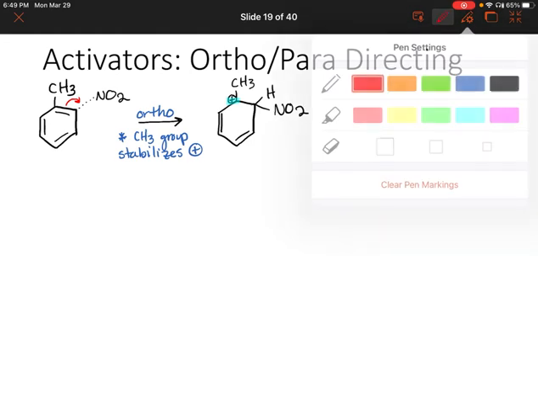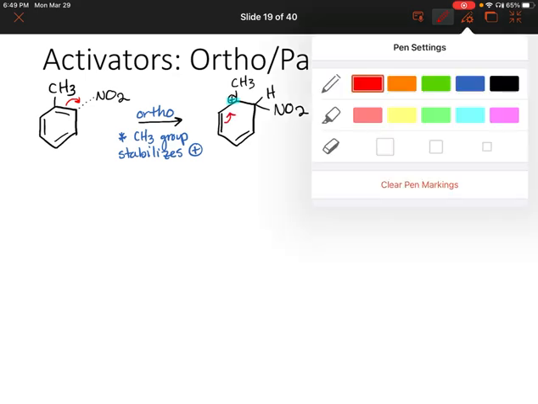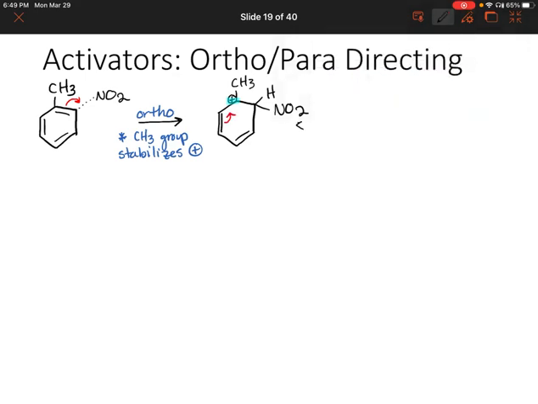Now, we could draw our resonance structures here as well. So the positive charge isn't going to just stay in that one spot. It's actually distributed around the ring. And we end up with partial positive charges around the ring. So that is also stabilizing.